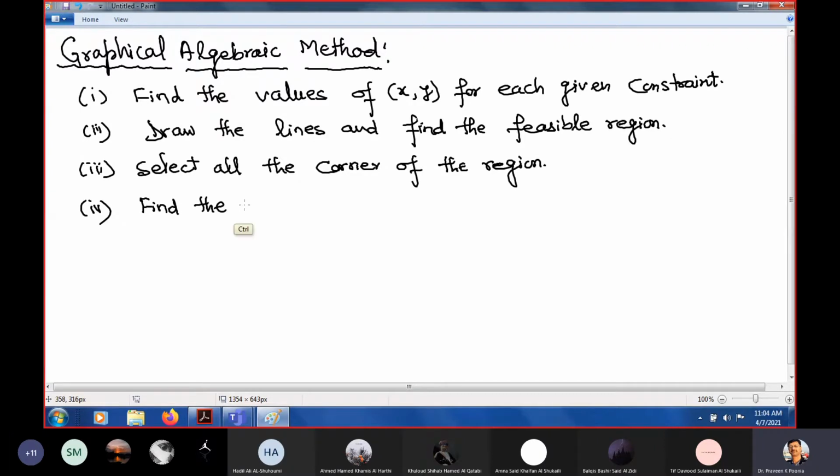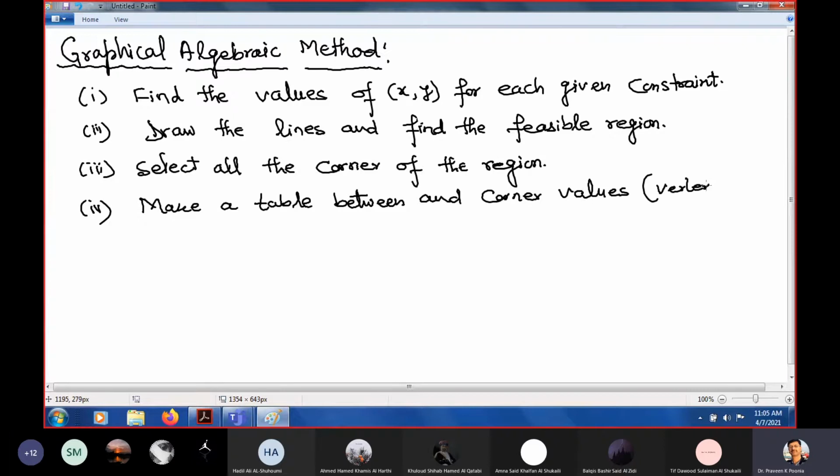Find the value, or you can say, make a table between the corner values. Generally we call them vertex. Corner values and the value of z. Clear? And then point number 5, find the optimal solution.